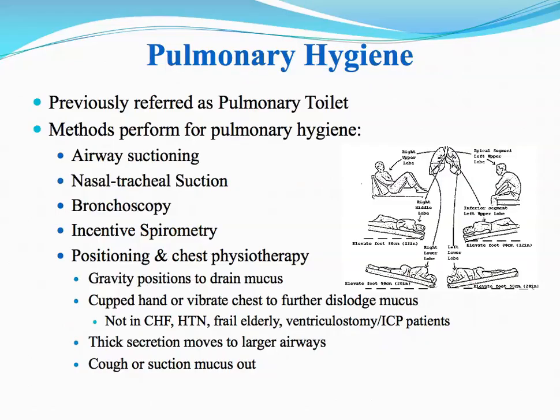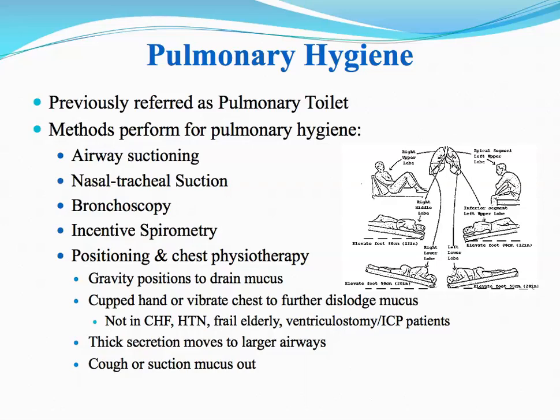Pulmonary hygiene is something that can be done in several different ways. Incentive spirometry is not a very invasive procedure. It's something that the patient can do on their own. However, if your patient can't do an incentive spirometer, then they may need something like suctioning or even nasotracheal suctioning. Those who have other conditions may need something like a bronchoscopy.